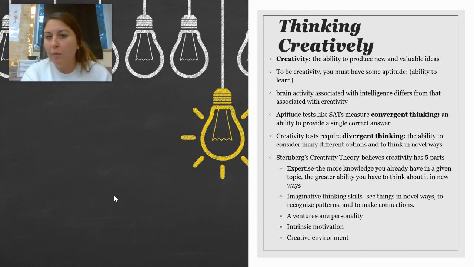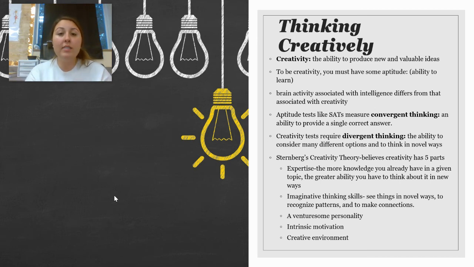Now, Robert Sternberg had this theory called the creativity theory. And he said that creativity has 5 parts. You have to have expertise, first of all, meaning you have to know enough about the thing that you're doing in order to think novel things about it. You have to have imaginative thinking skills. So you have to be able to think beyond what's right in front of you. You have to have a venturesome personality, meaning you have to be willing to go on the journey of finding some new ideas and stick with it.